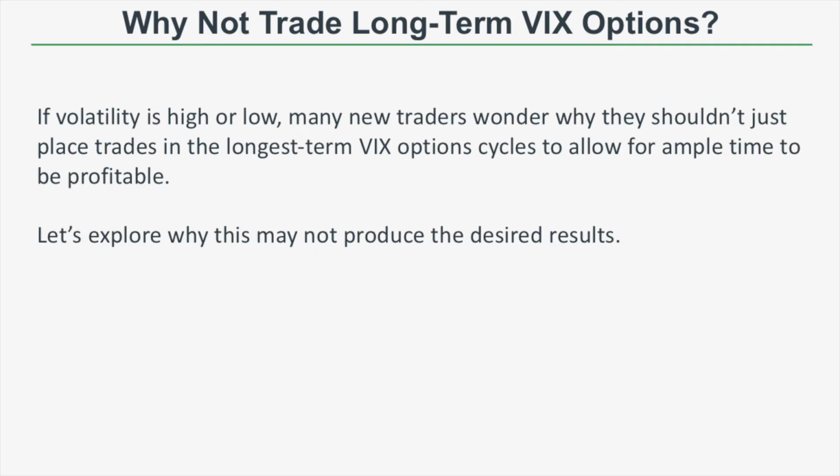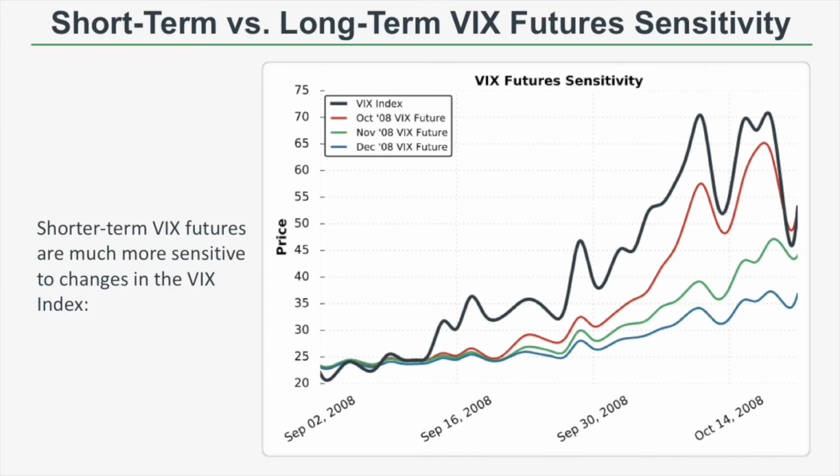So let's go ahead and visualize this. The first step in understanding why VIX options with longer durations are less sensitive than short-term VIX options is understanding that short-term VIX futures are much more sensitive to changes in the VIX index than long-term VIX futures. In this chart, we're looking at a period between September 2008 and November 2008. We're looking at the changes in the VIX index, and we're comparing those changes to the October, November, and December VIX futures.